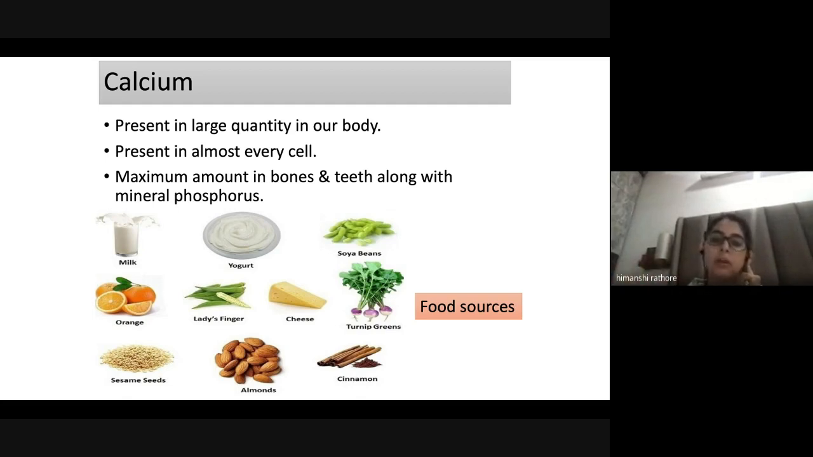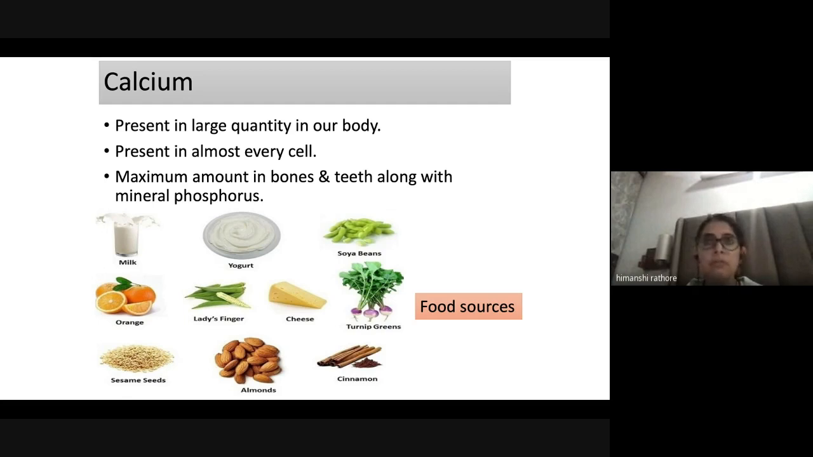Here I have quoted some food sources which are rich in calcium. First of all, milk and milk products. They give you the maximum amount of calcium. Yogurt, curd, cheese, they also contain a good amount of calcium.